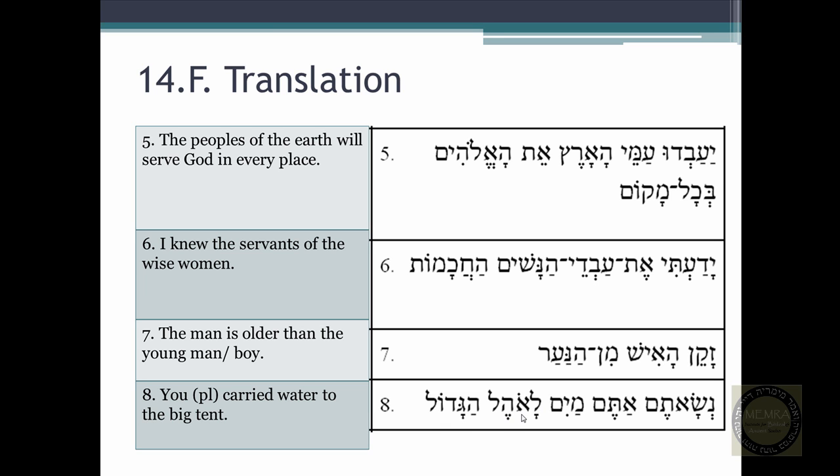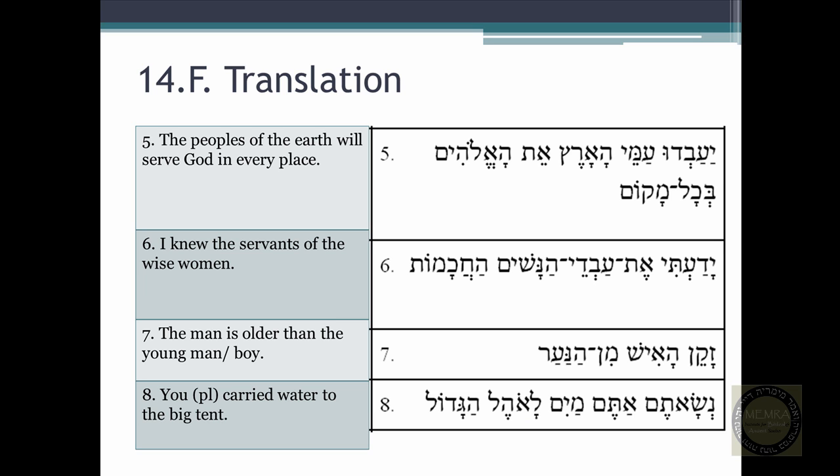We have tent of hagadol. No, it's not a construct because remember, it's noun, adjective. It's not noun, noun. So where does the definiteness come from in this translation, the big tent? It comes from this definite article right here, underneath the lamed, the preposition. So this is a little tricky because you might be thinking construct relationship. Another clue is the presence of the prefix preposition. That's not going to happen on a construct noun.